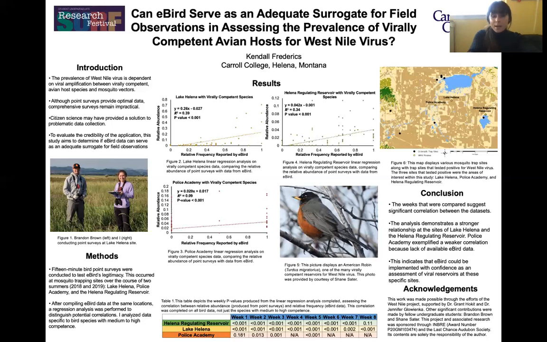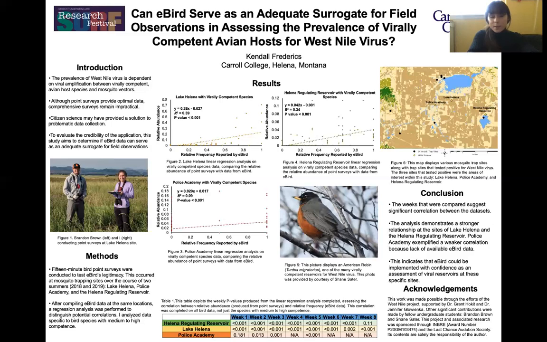So then after that, I was able to compile eBird data at the same locations, and then I could conduct linear regression analyses to distinguish potential correlations. Specifically, I looked at avian species with medium to high competence.